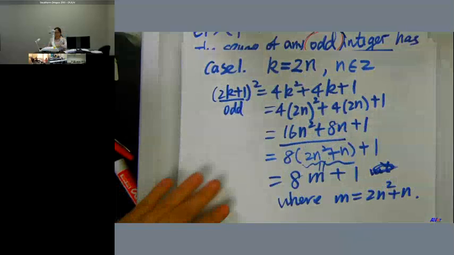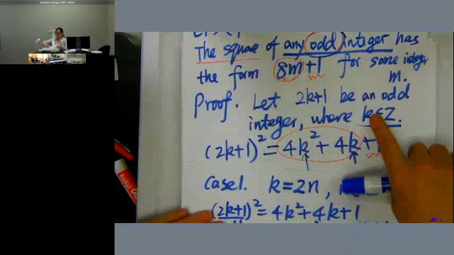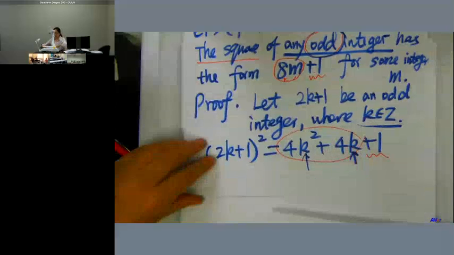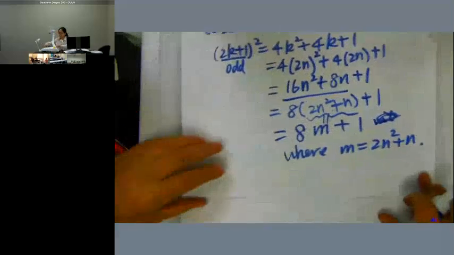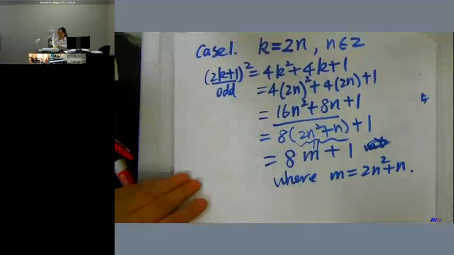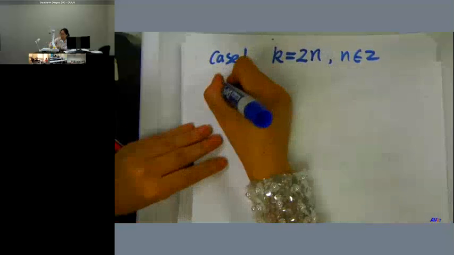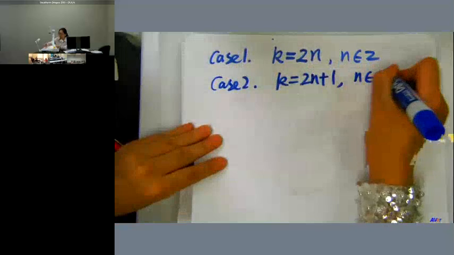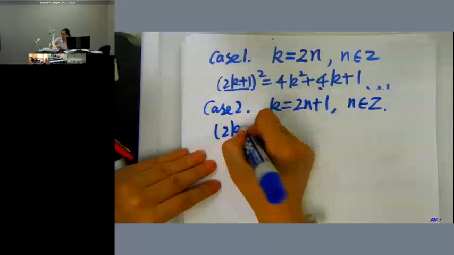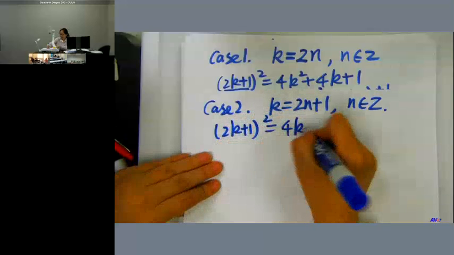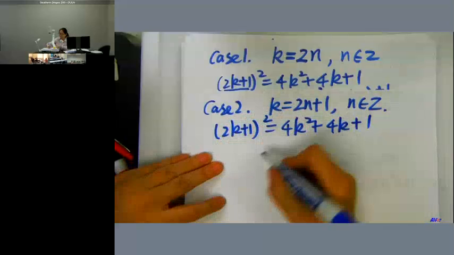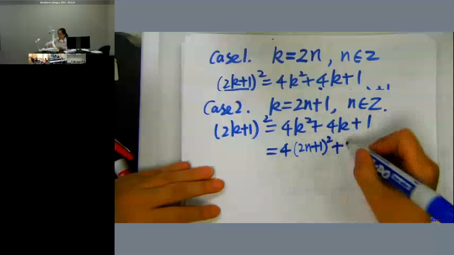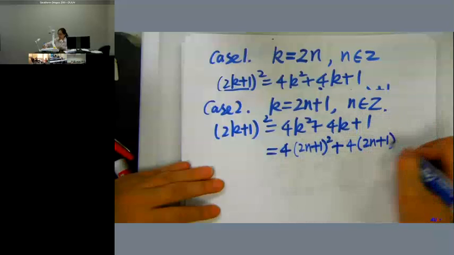But so far I only did it for one case, if that k is even. So similarly, if that k is odd, if it's not even, I can prove this the same way. So we want to do the second case, case 2. So case 2, what if k is not even, which means it has to be odd? And I plug into that expression the same way. 4k squared plus 4k plus 1, which equals 4 times 2n plus 1 squared plus 4 times 2n plus 1, plus 1.